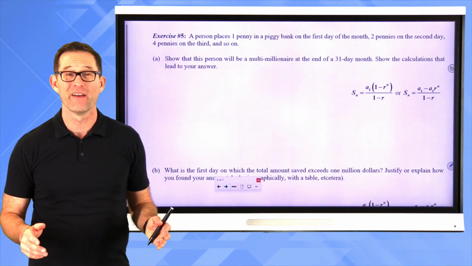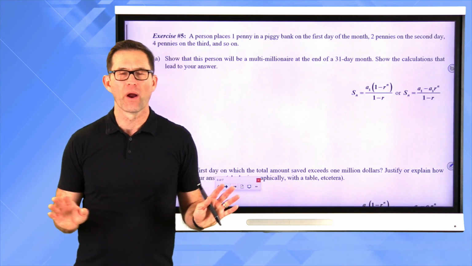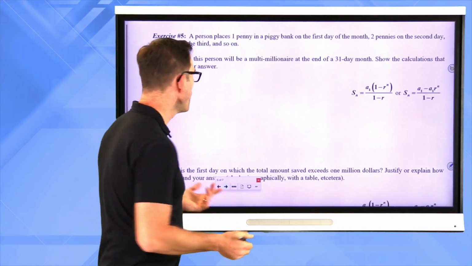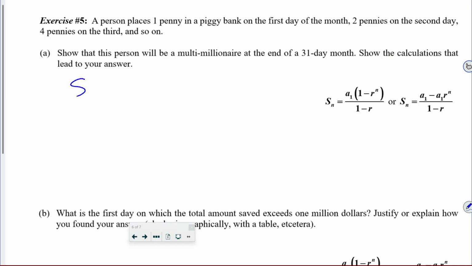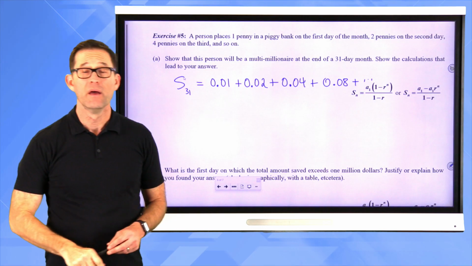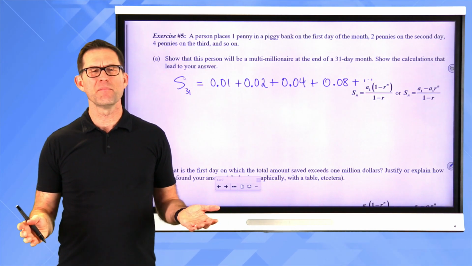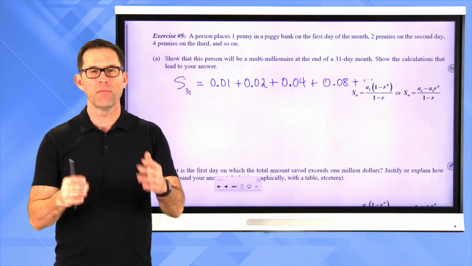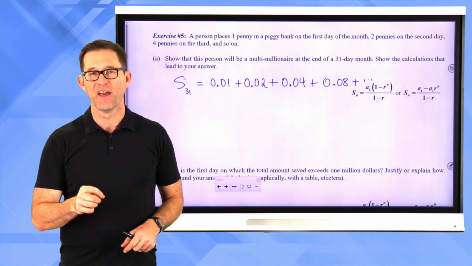This is cool, right? So now, one thing that I want to be very aware of is that a penny is worth $0.01. So what I'm really summing here, the S sub 31, is going to be 0.01 plus 0.02 plus 0.04 plus 0.08 plus dot, dot, dot. My real question is, really? That's going to get me to be a multimillionaire? Well, pause the video now and see if you can use this formula to find out how much this person has in their piggy bank at the end of the month.